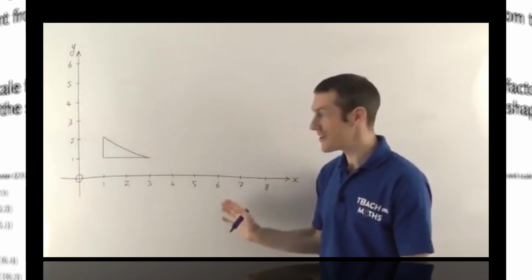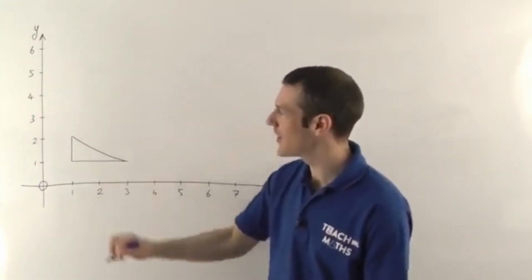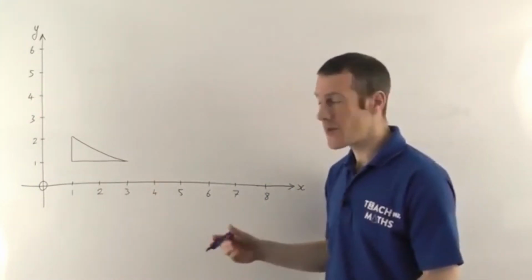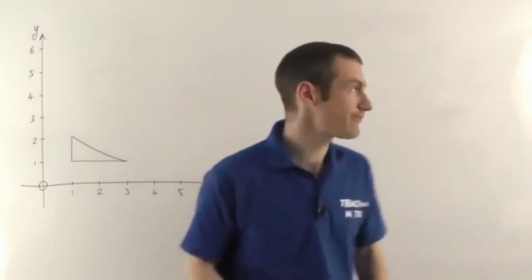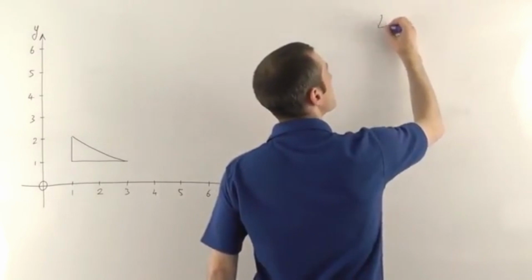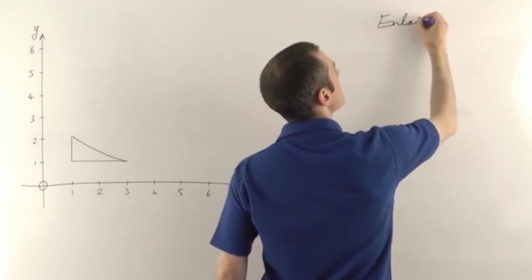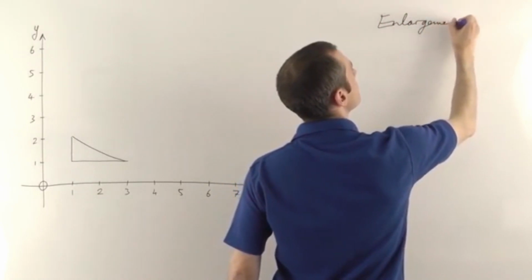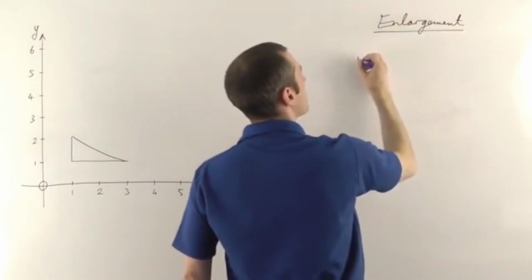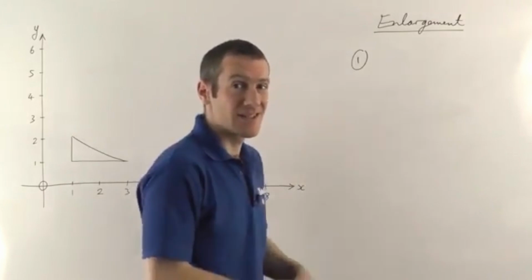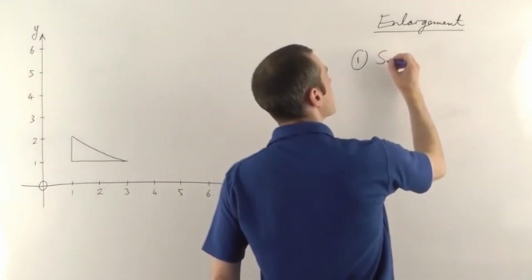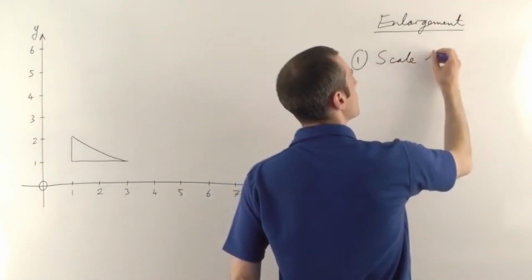Alright, here's a set of axes and I've drawn a triangle on it here. Now, in order to specify how you do an enlargement, there's a couple of things you need to say. So for any enlargement, in general, first of all, you need to say what the scale factor is. The scale factor is how much bigger it gets, or as I say, possibly smaller.